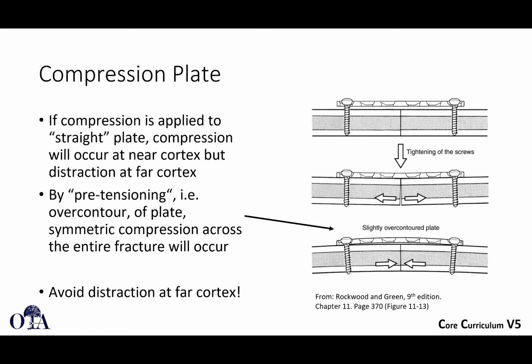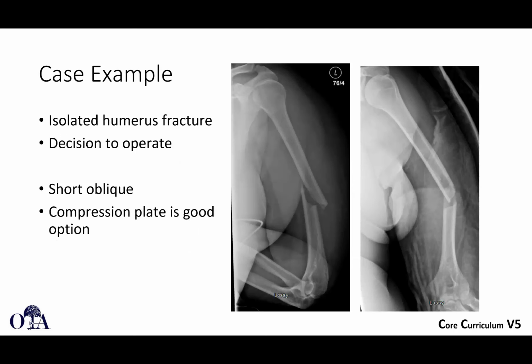What you can do to avoid this is take the plate and make a slight bend initially. Then when you put your screws in, you're already loaded here, and that's not going to gap. So by pre-tensioning your plate, this can avoid distraction at that far cortex.